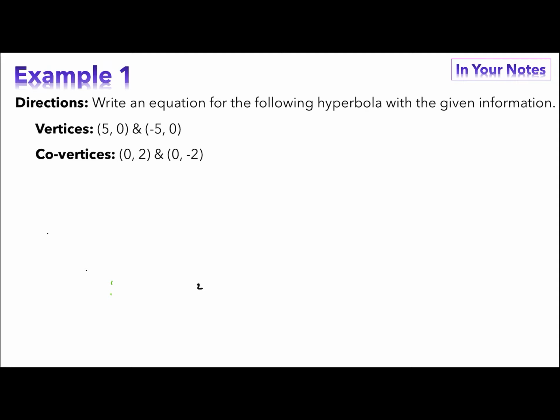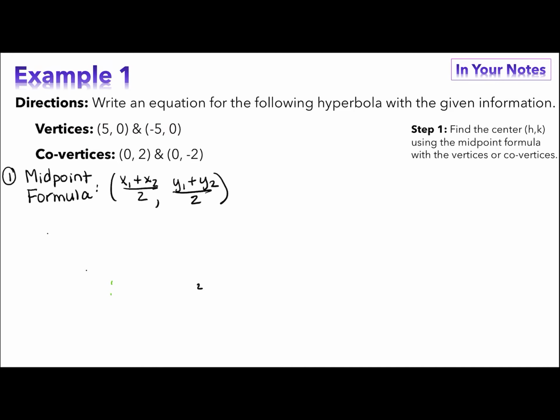All right, the directions say to write an equation for the following hyperbola with the given information. I gave you 2 vertices and 2 co-vertices. Step 1 is to find the center using the midpoint formula with the vertices or co-vertices. You know I like to use the vertices, it's just the first 2 points they gave us. So there's your midpoint formula from the prior lesson. Remember you got 5 as your x1, 0 as your y1, -5 as your x2, and 0 as your y2. You're going to start replacing 5 in for x1, -5 for x2, 0 in for y1, and 0 in for y2.